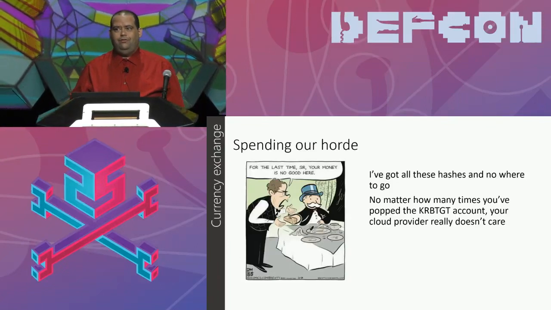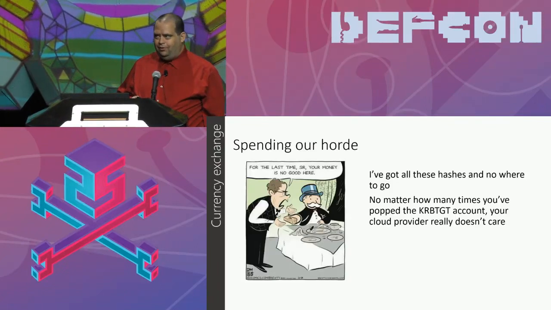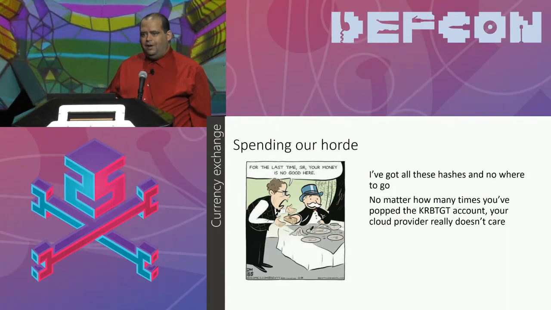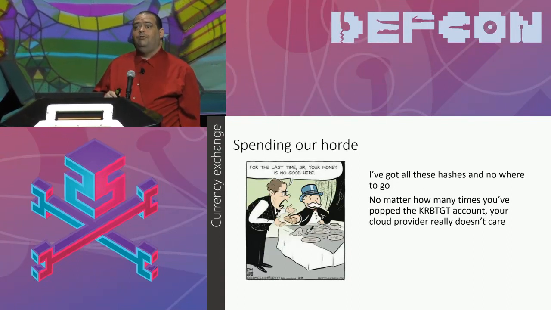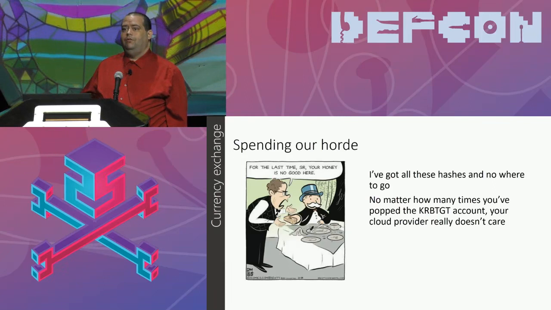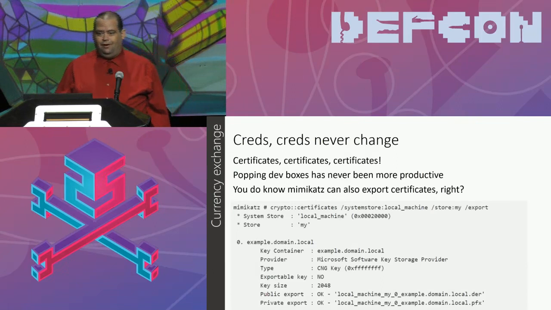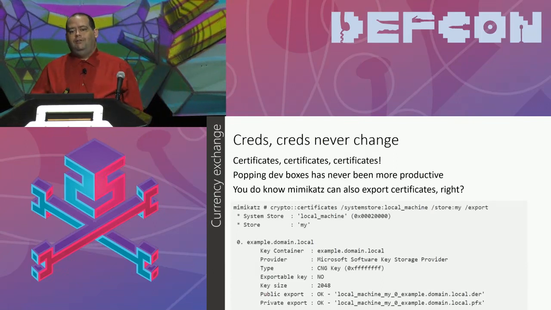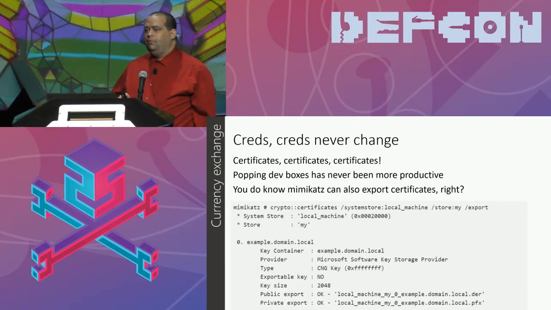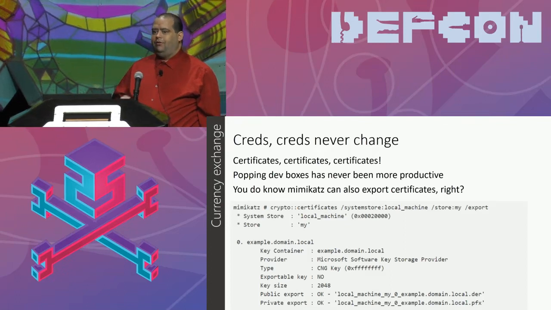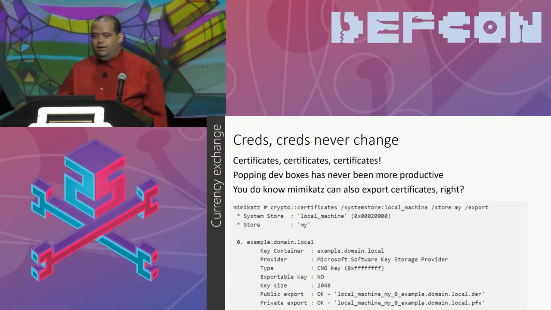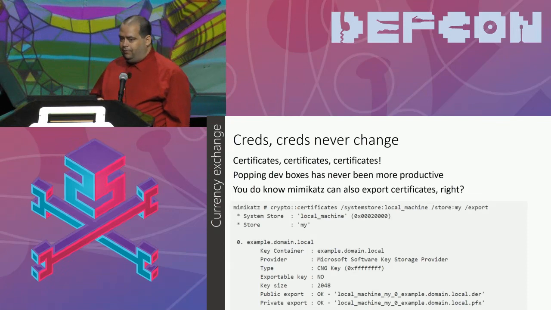All right. So we've got all the hashes, we have the KRBTGT, but your cloud provider really doesn't care. As Sean was just talking, they speak a different language. They speak federation. You might be able to get in if the federation server that provides that permission is on your domain, but you might not. So what do we do? Well, creds never change. They're always good. The type of cred changes, though. In the cloud world, we're mostly interested in certificates and private keys and API tokens.